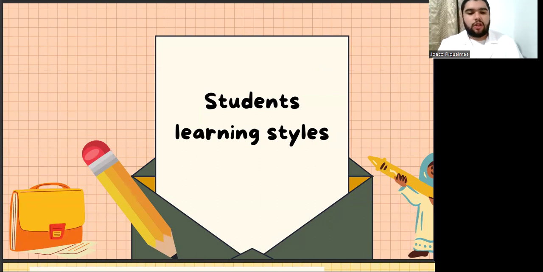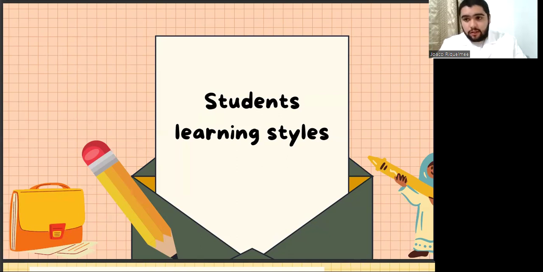Okay, so to talk about students' learning styles, we have to talk about the Universal Design for Learning, the UDL. The UDL is a framework that aims to optimize teaching and learning for all individuals, regardless of their abilities, disabilities, and learning styles. It recognizes that learners have diverse needs, preferences, and backgrounds, and promotes the creation of flexible learning environments and materials to accommodate those differences.